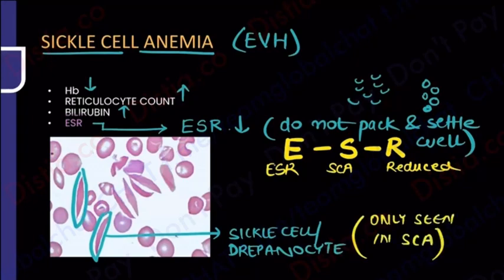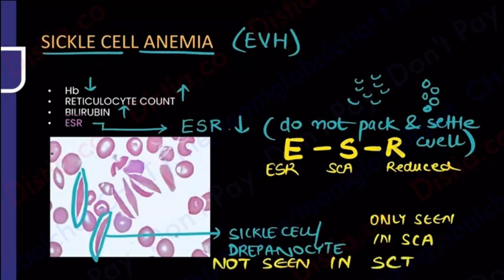Will they be seen in sickle cell trait? No. These are not seen. Make it in bold letters. These are not seen in sickle cell trait. They are only and only seen in sickle cell anemia.